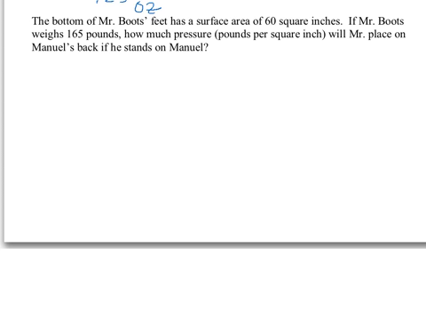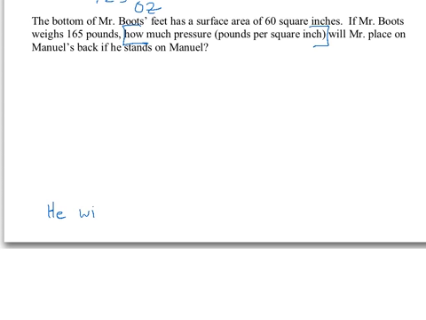The bottom of Mr. Boots' feet have a surface area of 60 square inches. If Mr. Boots weighs 165 pounds, how much pressure, pounds per square inch, will Mr. Boots place on Manuel's back if he stands on Manuel? So, how much pressure, and it tells us the units here. So, this is a problem where it's actually just asking us to find the unit rate. Very basic problem.